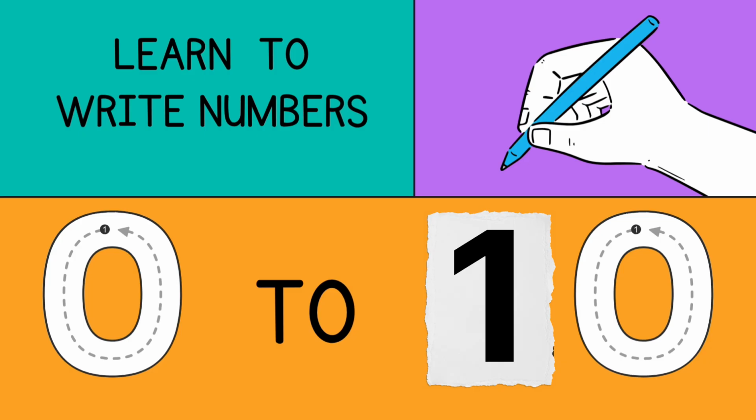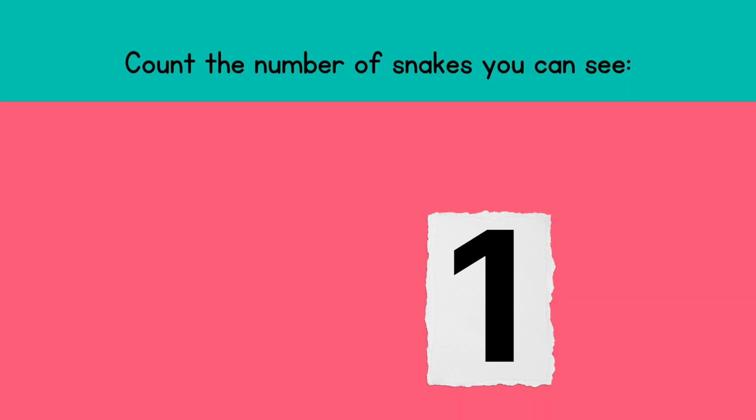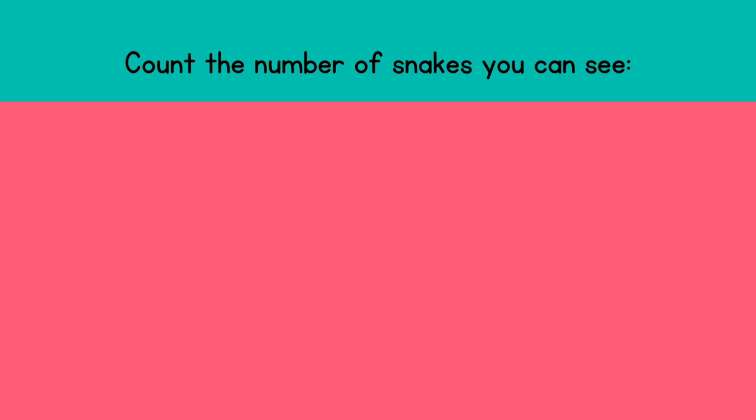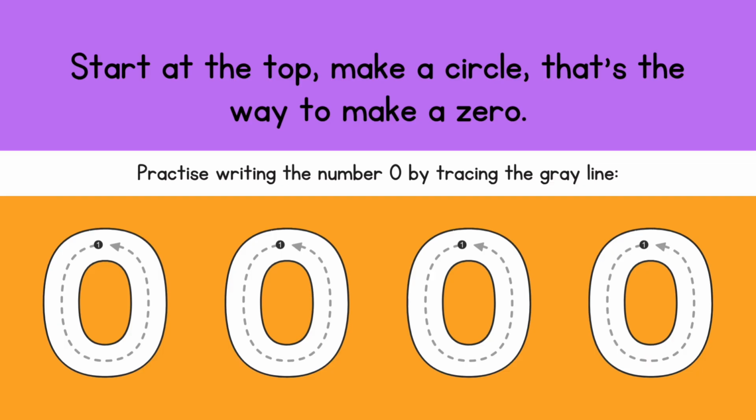Today we will learn to write numbers from 0 to 10. So let's start. Count the number of snakes you can see. Oh no, there are no snakes. 0. So how will you write 0?